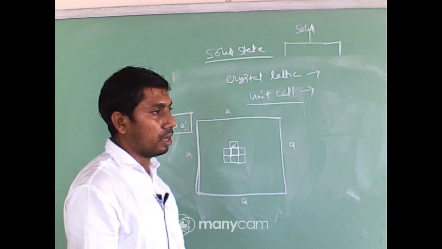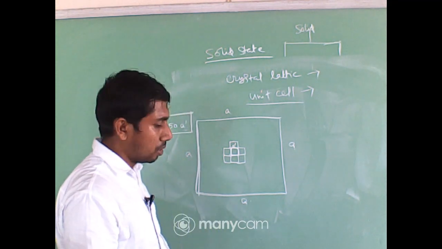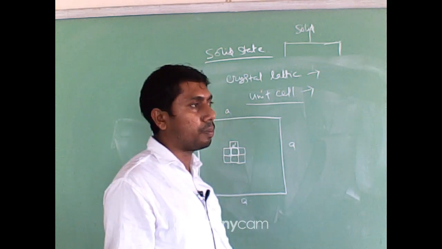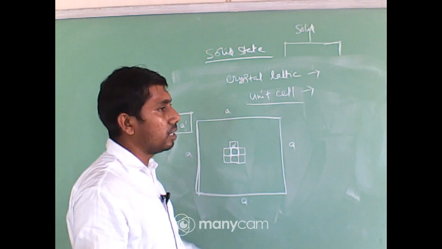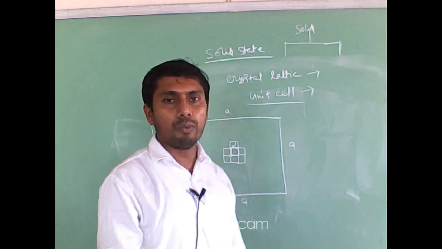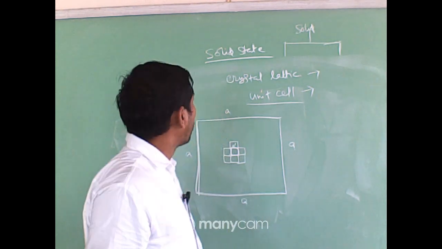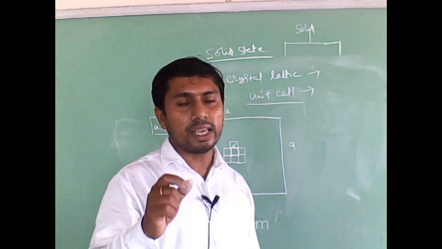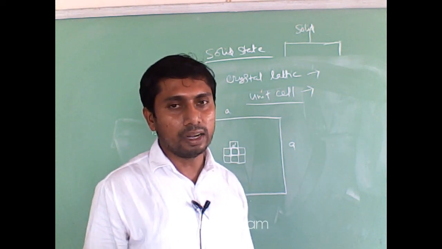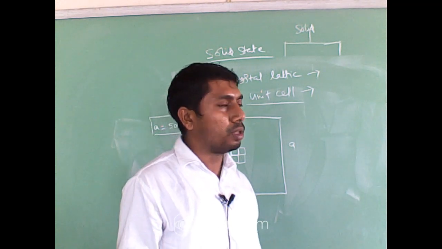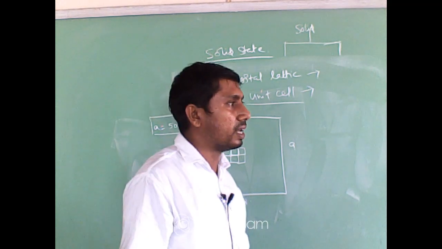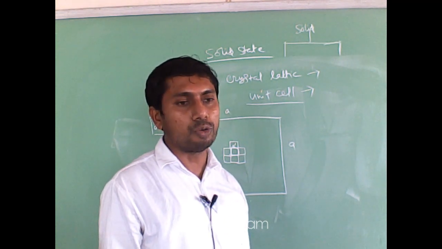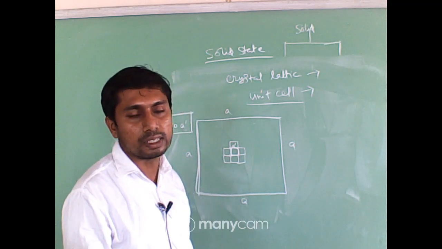In the same way we can extend it into 3 dimensions, because all crystals are 3 dimensional, not 2D. When we extend it into 3 dimensions, we get the overall crystal. So what is a unit cell? The cell which repeats itself uniformly in the overall crystal is called a unit cell, or the cell which repeats itself in 3 dimensions to produce the crystal lattice is called a unit cell.